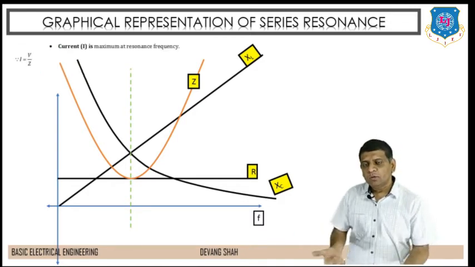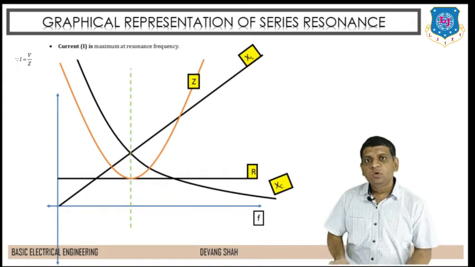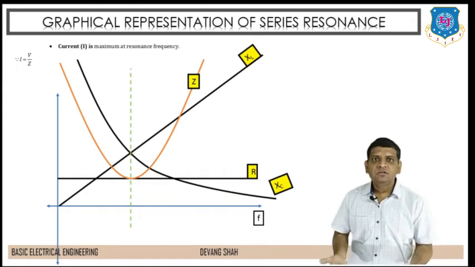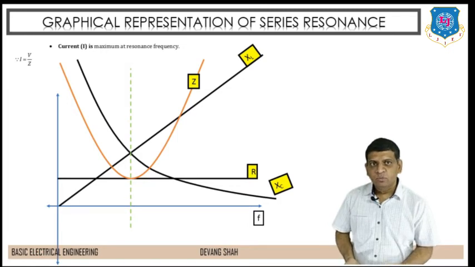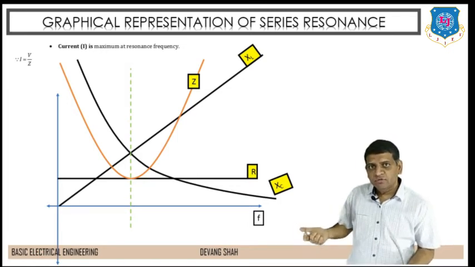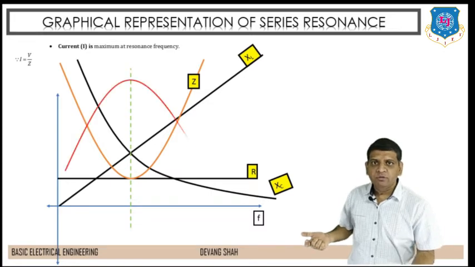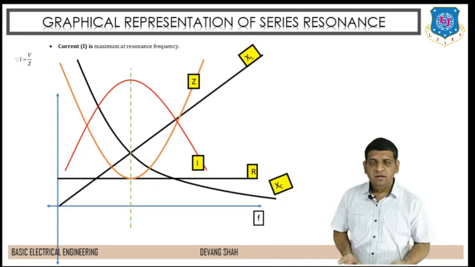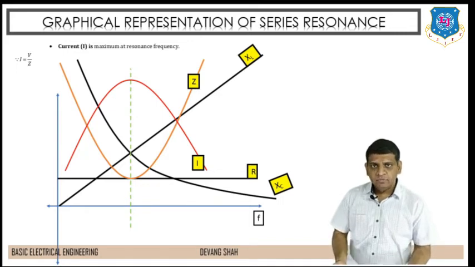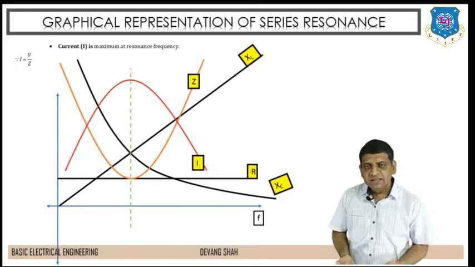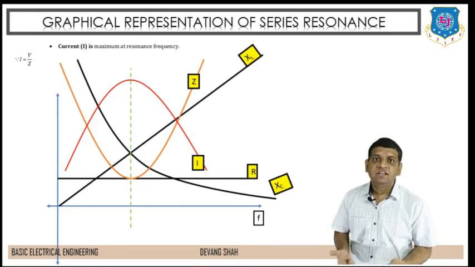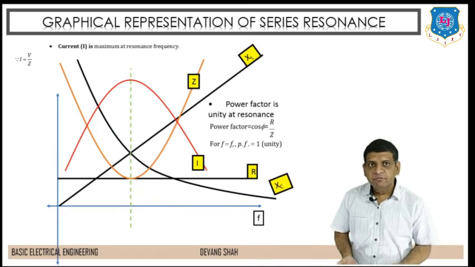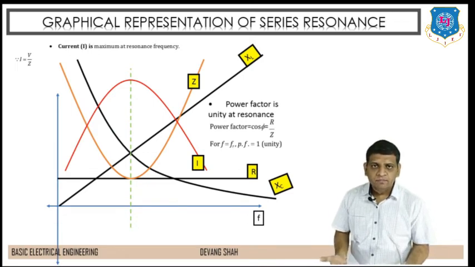Same way, if I talk about the current, where current I is equal to V by Z, where the value of V is constant, so I is inversely proportional to the impedance Z. So you can see the curve of Z, and exactly in the opposite direction you will find the curve of current I, right? So if Z is minimum for this RLC series circuit at resonance, then the current is maximum, right?